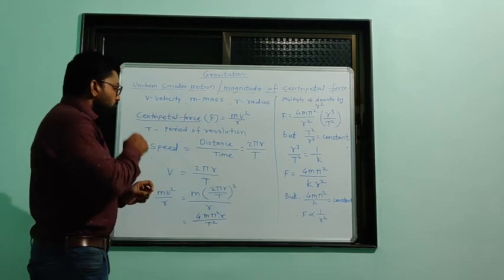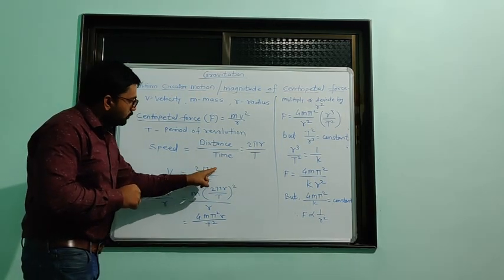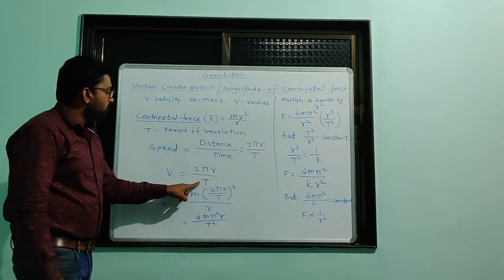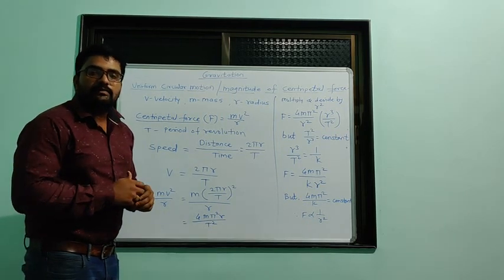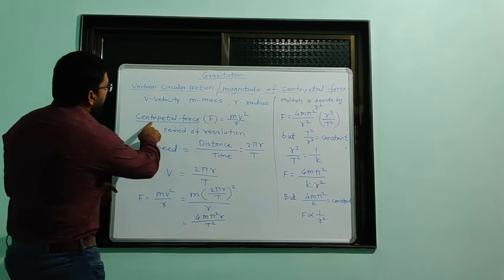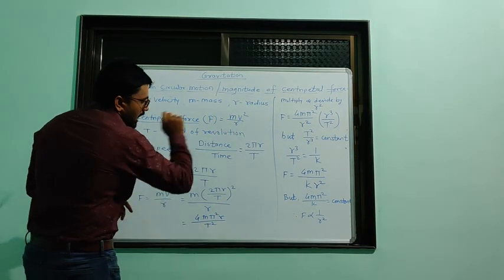Now velocity will be equal to 2 pi r divided by T. This is the formula of velocity of that planet which revolves around the sun in a circular orbit. Now we know the formula of centripetal force, that is mv square by r.